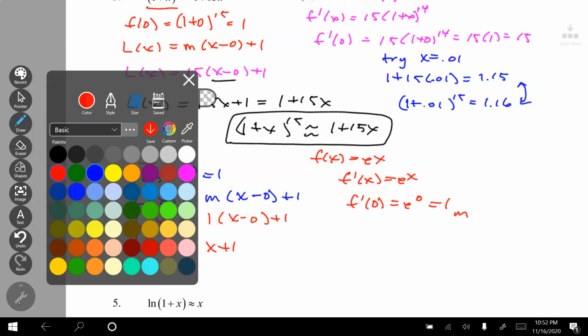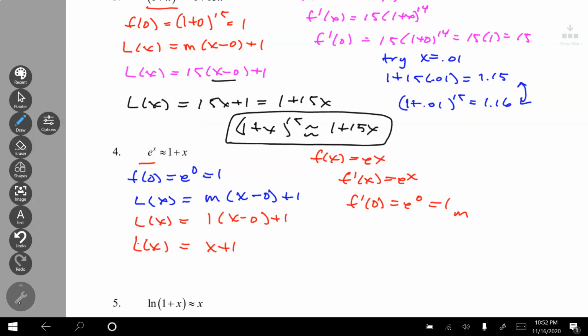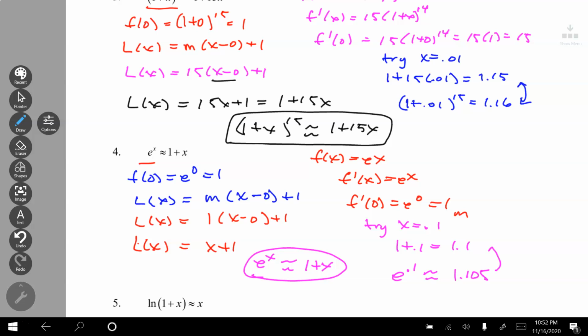Or I have shown that e to the x is about equal to 1 plus x. Let's try something small. Let's try x equals 0.1. Well, 1 plus 0.1 is equal to 1.1. And now let me do e to the 0.1. I put that in the calculator. I get 1.105. And again, I can see they are very close to each other.